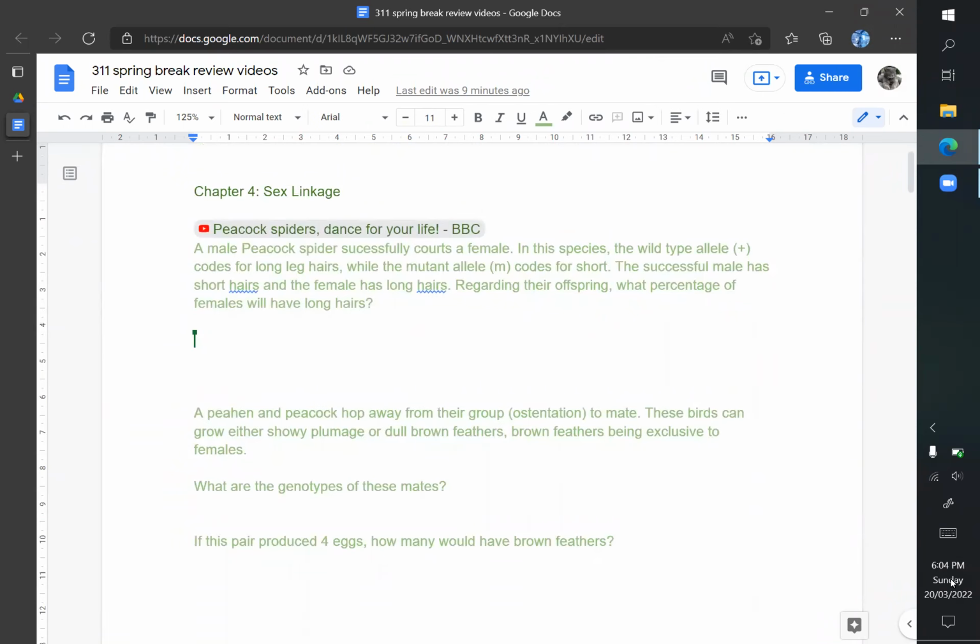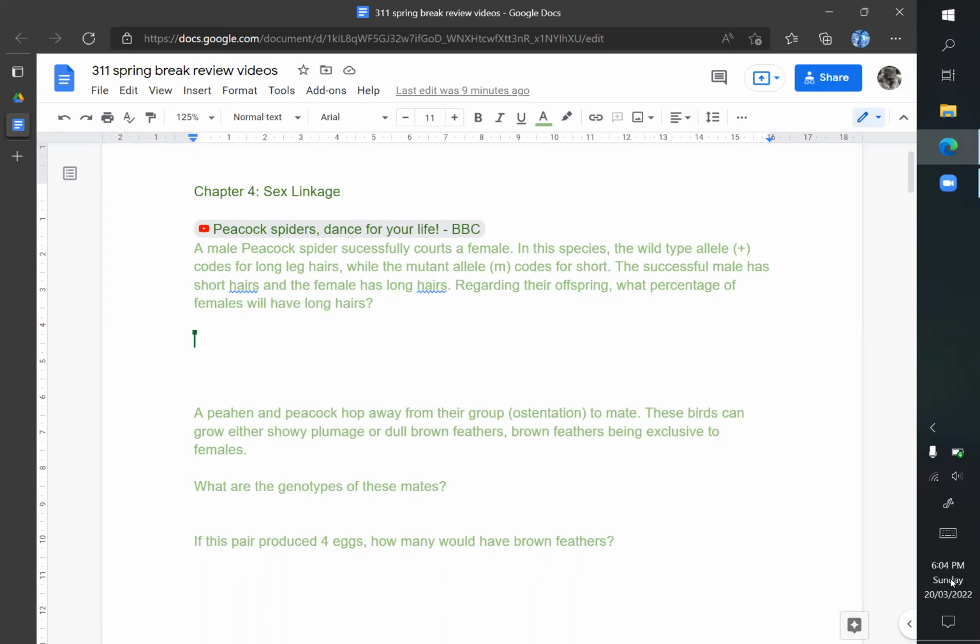But anyway, a male peacock spider successfully courts a female. In this species, the wild type codes for long leg hairs, while the mutant allele codes for short. The successful male has short hairs and the female has long hairs. Regarding their offspring, what percentage of females will have long hairs?